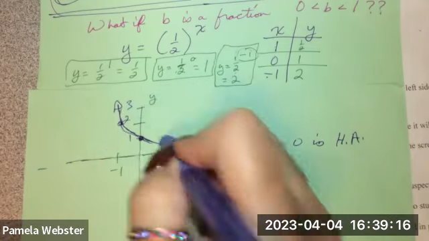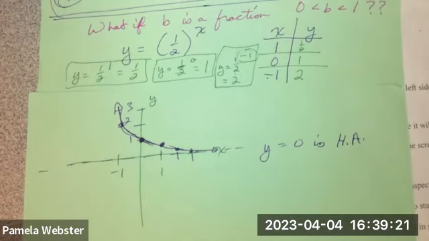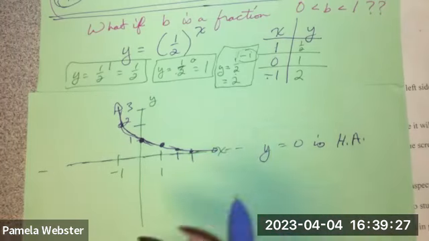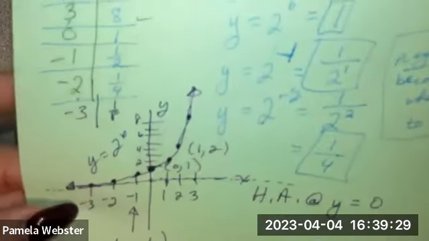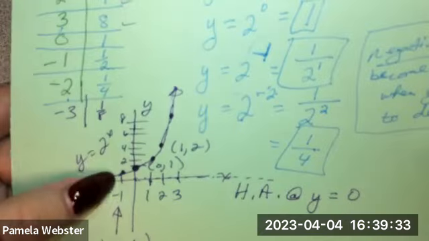So it's going to shoot up. If it was negative 3, it would be 8 and so on. So you're going to get the same look of the graph. It's just that on the right-hand side, I've got fractions, whereas when the base was bigger than 1, the fractions were on the left-hand side.